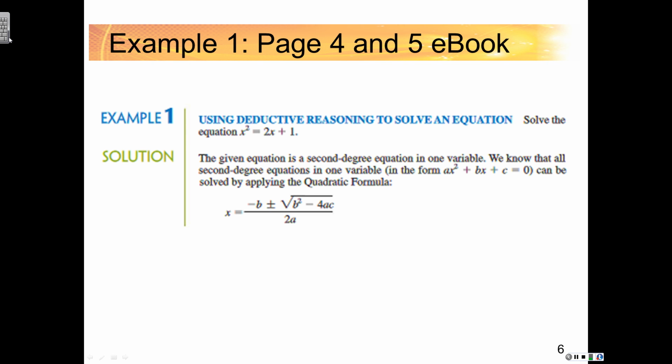Example 1 in your ebook, or if you bought the textbook in the UMKC edition, it's on page 4 and 5 of either your hard copy book or on the ebook. And that's applying deductive reasoning to solve a quadratic equation. Now in this class, I'm not going to ask you to solve quadratic equations. I might ask you to classify the logic used to solve it, and in this case it is deductive reasoning.